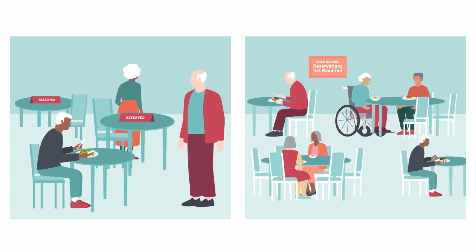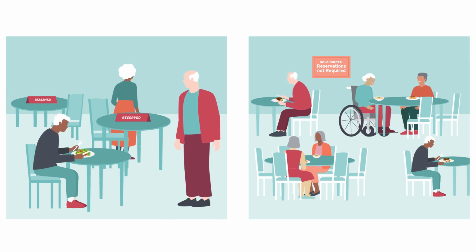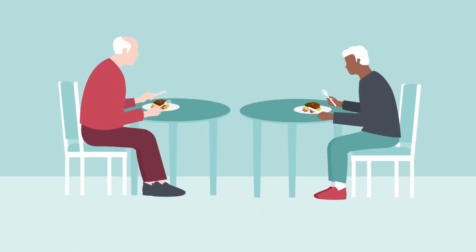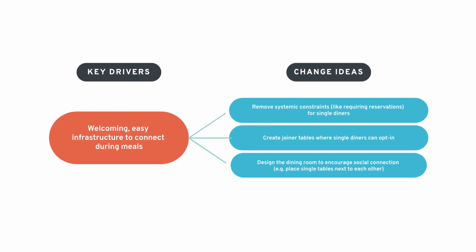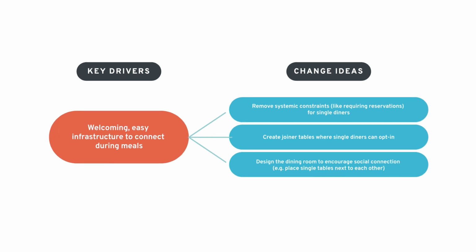Going back to our example, the two changes that drove the most significant improvements were removing the need for reservations for solo diners and placing one-person tables next to each other in the dining room. These two ideas were then incorporated into the change package, along with the most impactful ideas for the other drivers in the initiative's theory of change.